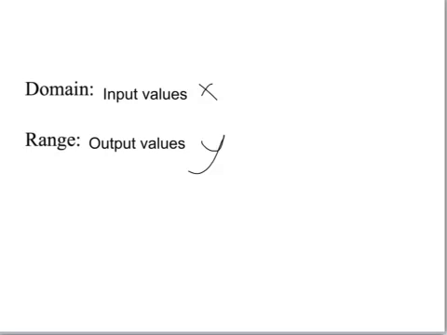So it's really important to keep in mind. If you have a hard time keeping it straight, they are organized alphabetically. So domain, D comes before R, X comes before Y. If you put your D's and R's and X's and Y's in alphabetical order, you'll have domain and range and which variable we typically use for functions straightened out.